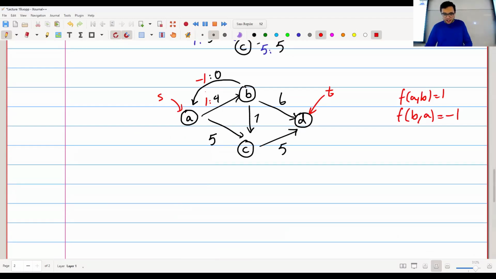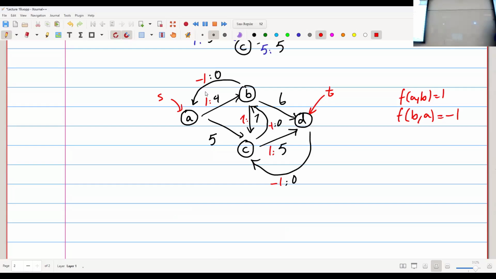So similarly, I'm sending a flow of 1 here. So I have an edge in the opposite direction, which has capacity 0 and a flow of -1. And here, again, I'm sending a flow of 1. So I have an edge in the opposite direction, which has a capacity of 0 and a flow of -1. Okay. Now this makes more sense.